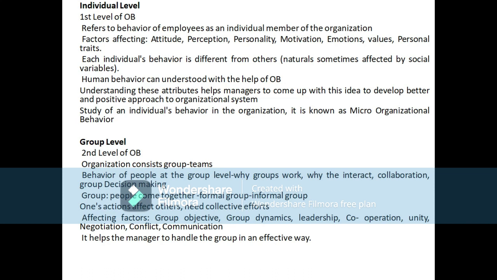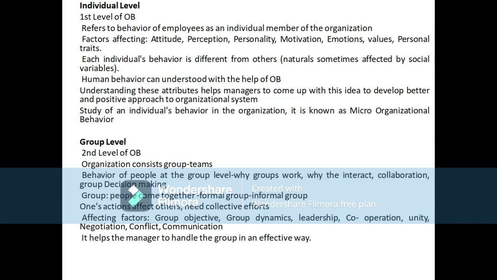Okay. So under group level, what were the aspects that were considered, or what were the affecting factors for an individual to behave in the group? It depends upon the group objective, the group dynamics, conflicts, leadership, and cooperation. It depends upon the communication and negotiation. All these come under the behavior at group level by the individual.